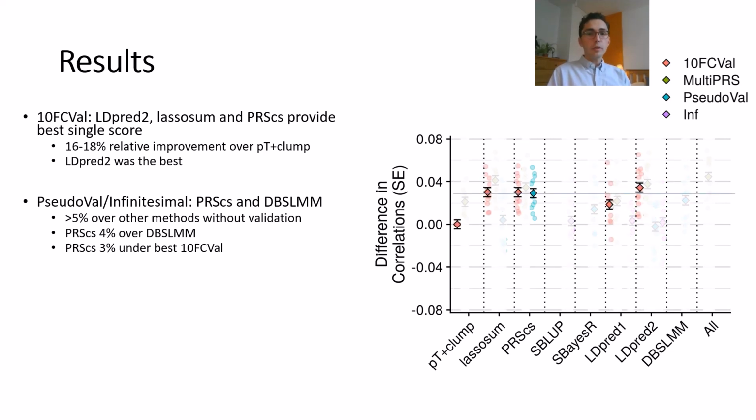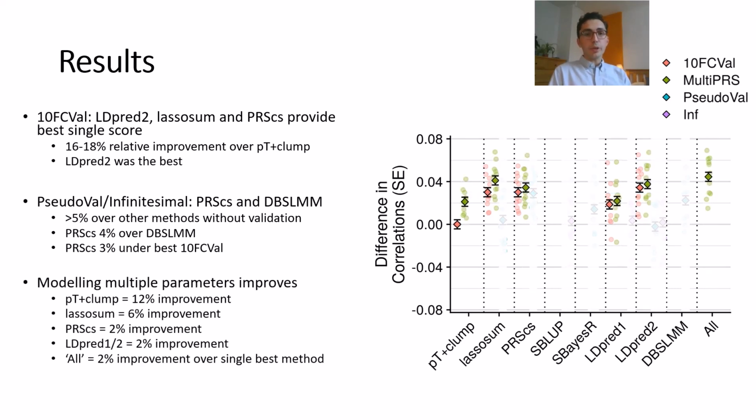When comparing the pseudo-validated PureSCS performance to tenfold cross-validation results in red, the PureSCS polygenic score performs only 3% worse than the best polygenic score identified by tenfold cross-validation for any other method, and performs better than the PT plus clump approach for all phenotypes tested, highlighting the reliability of this approach.